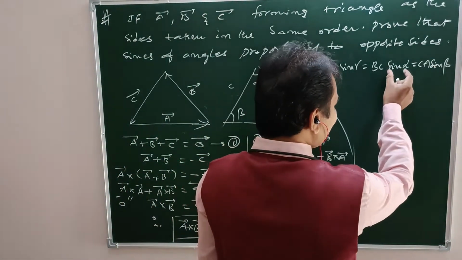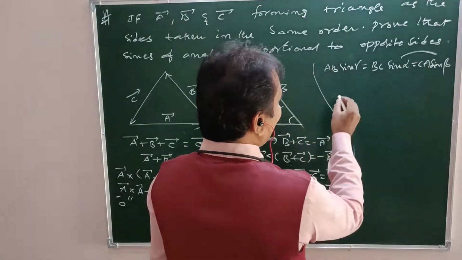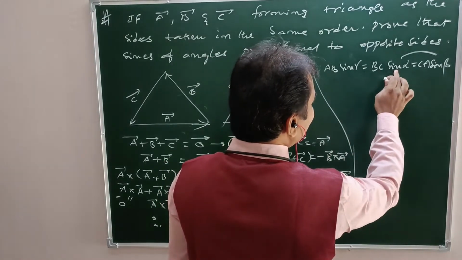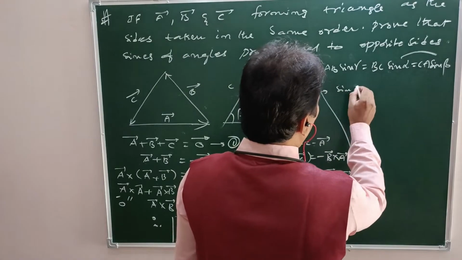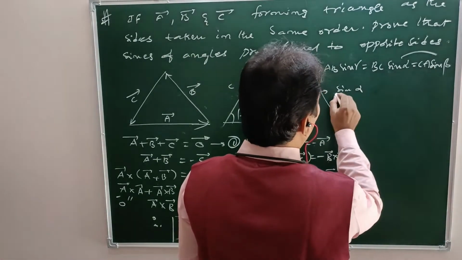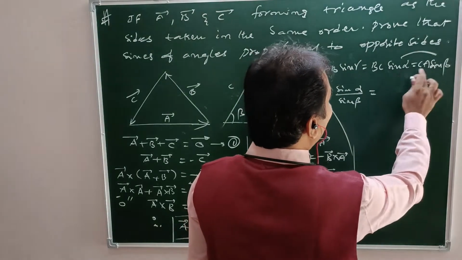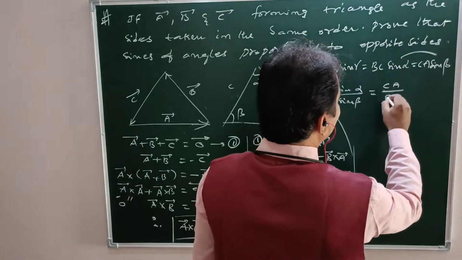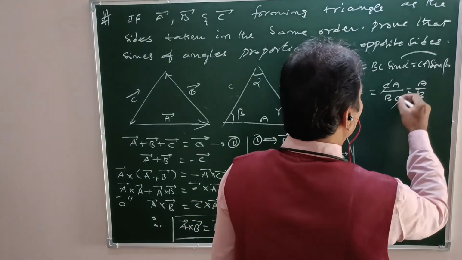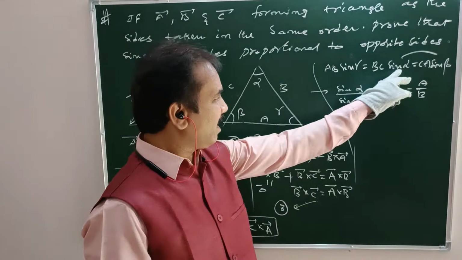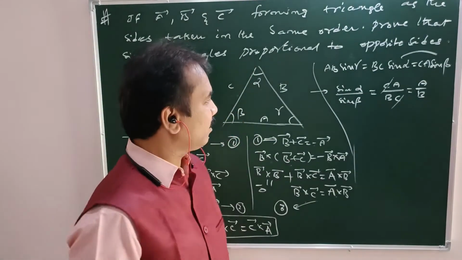Therefore, second term divided by third term. I am taking the ratio of these two. That is sin alpha by sin beta equal to CA by BC. C gets cancelled, and we are left with A by B. Right? Sin alpha by sin beta equals A by B.